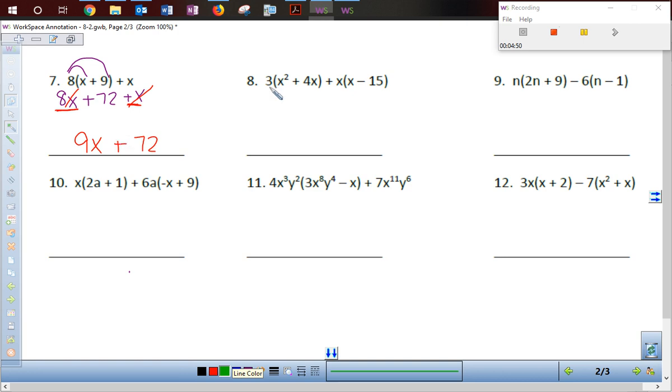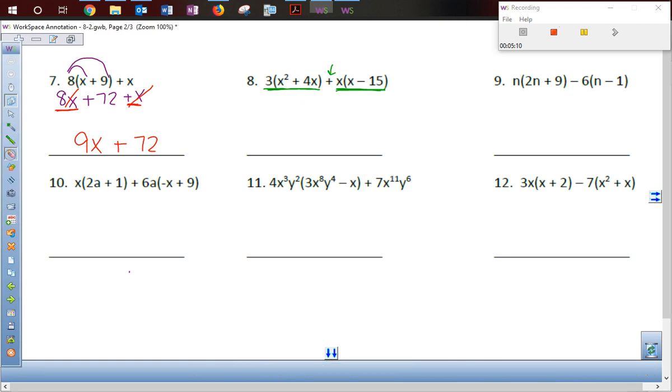On number 8, notice how I have distribution going on here, and then it's being added to distribution going on over here. So not only are we going to have to distribute, much like we did on number 7, we're going to have to combine some like terms. So let's start by just distributing like normal.